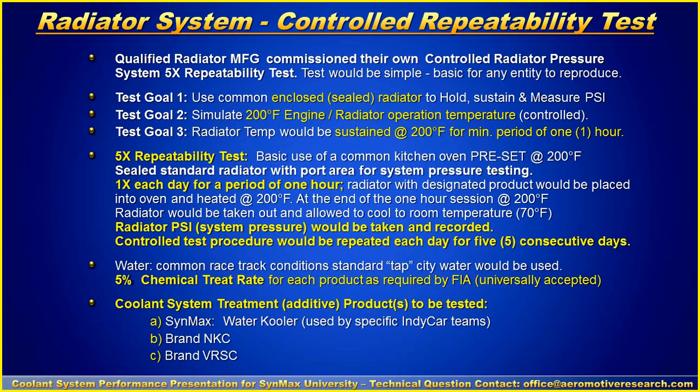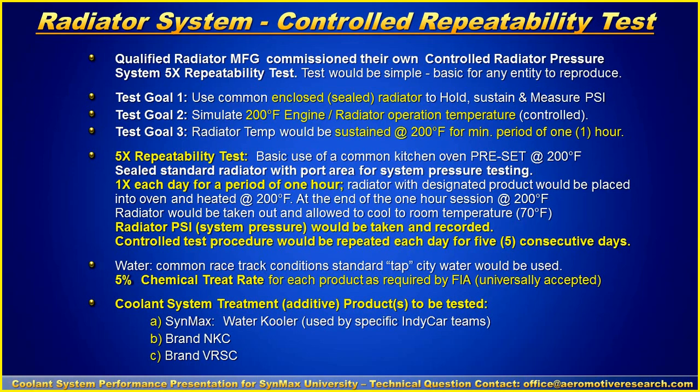The test will be simple and basic for anyone to reproduce. You can do this in your own home, in your own shop. And what it was is the goal. The number one goal was to use a common enclosed sealed radiator to hold and sustain and measure the pressure. Goal number two, simulate a 200-degree radiator engine operational temperature, controlled. Goal number three, the radiator temperature would be sustained for at least 1 hour at 200 degrees Fahrenheit. And it was a 5-time repeatability study.